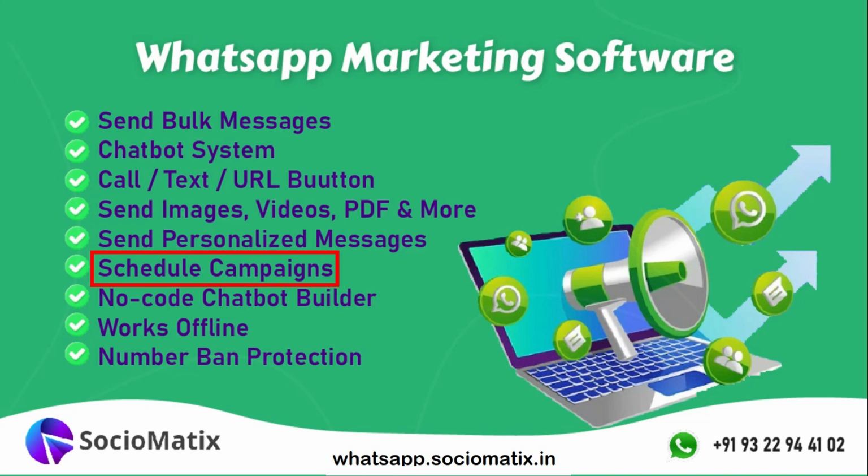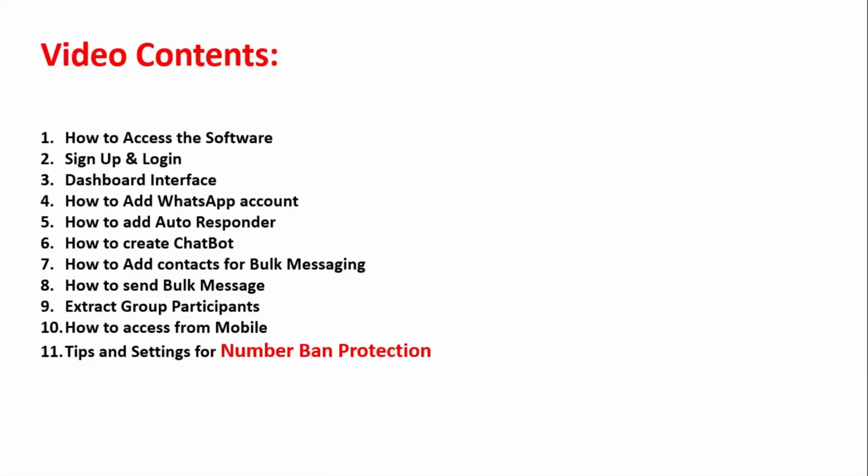A no-code chatbot builder is also enabled in this software. The main feature which makes this software different from the other software in the market is that it can work offline. It means that you just have to switch on the internet of the WhatsApp. You don't need to log in to this software on the desktop. Also, we are going to provide number ban protection in this software, which I will give you more information about at a later stage in this video.